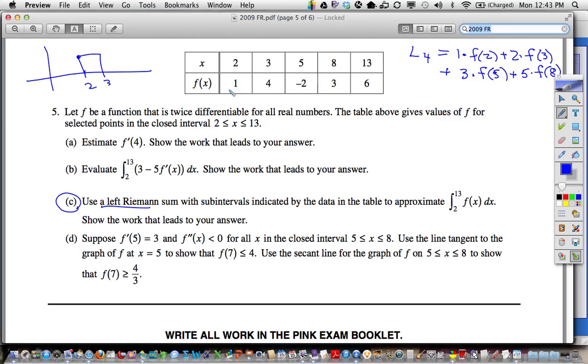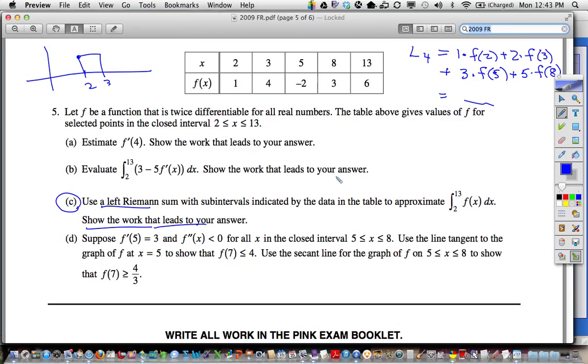If these were rights, you would start here with f of 3, but you go backwards for your width, because that's what you would do with a right rectangle. You would go up at 3, and then go back to 2. And so it would be 1, 1. Okay? So anyway, you just take those numbers and you add them up and multiply them out and so forth, and you get your answer. So it should be pretty easy.